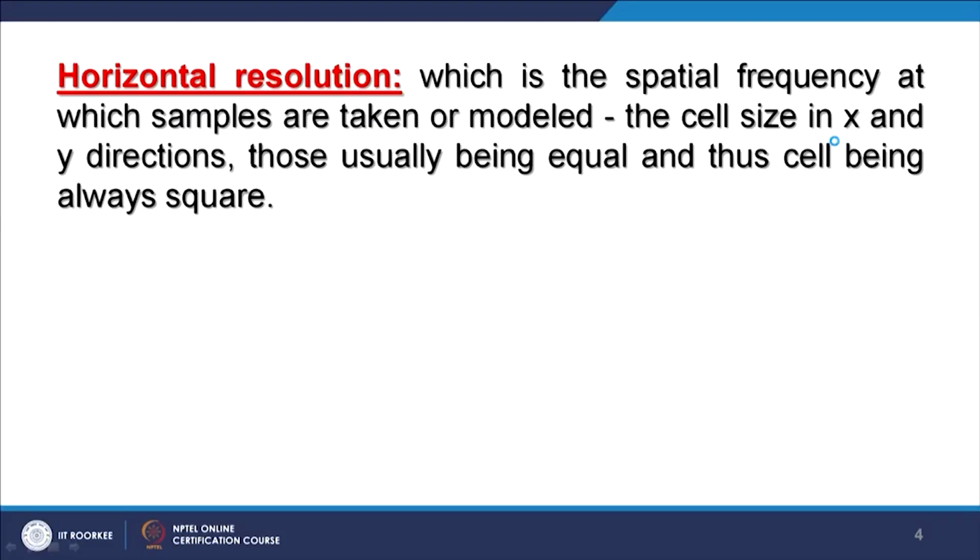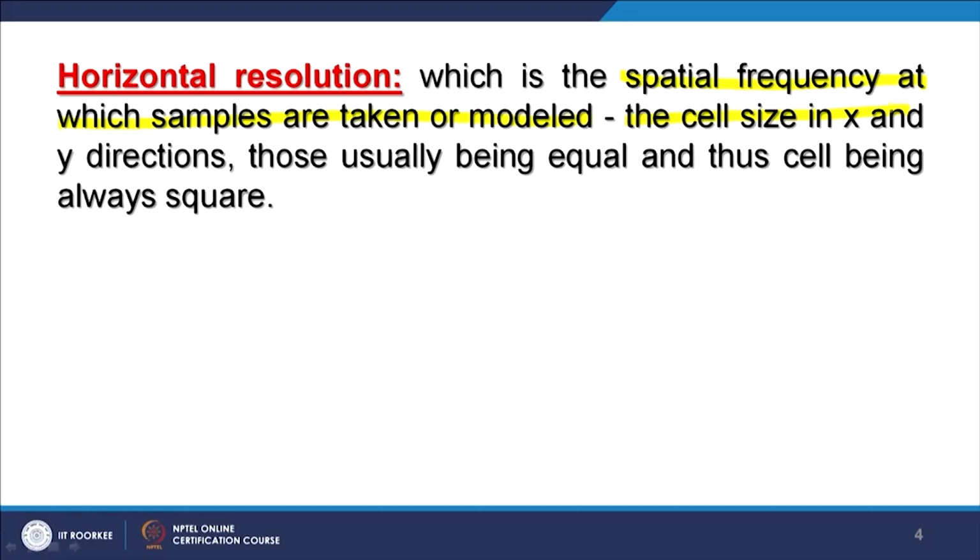Also, we briefly touched upon the two types of resolution which exist in a DEM, whereas in satellite images there are four types of resolution. Here we are not discussing satellite image resolution; we are discussing the resolutions associated with the digital elevation model. First, when we say spatial resolution, generally what we mean is the horizontal resolution, which is the spatial frequency at which the samples are taken or modeled. In that sense, it is the cell size in the x and y direction.